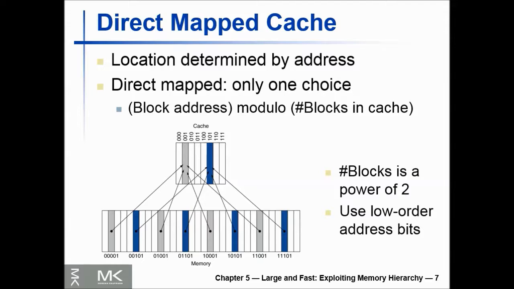For example, the figure shows how the memory addresses 00001 in binary and 29, that is 11101, map to location 001 and location 101 in a direct mapping cache of 8 words.